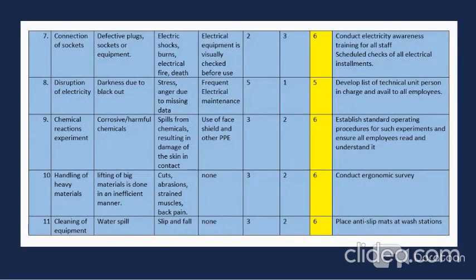Still looking at the hierarchy assessment for hazards 7 to 11, you can see that the risks for all the hazards are about 5 and 6, which is considered medium risk.